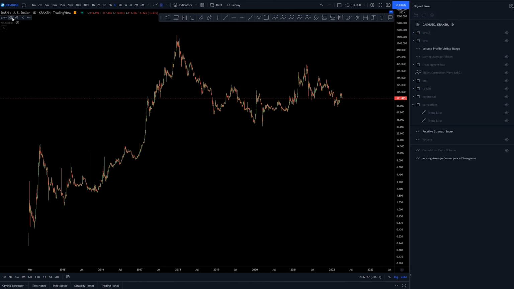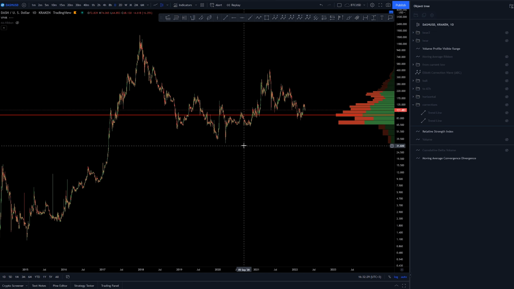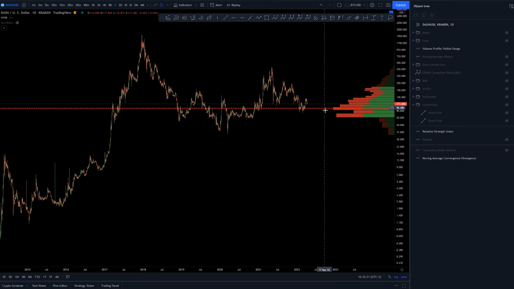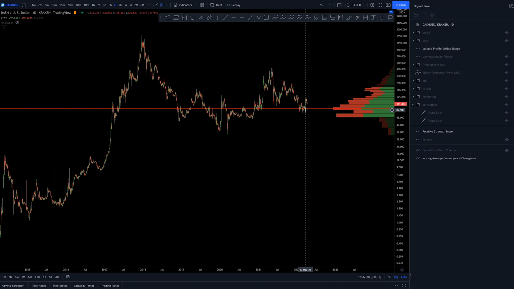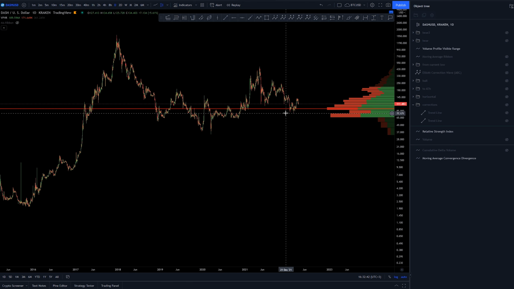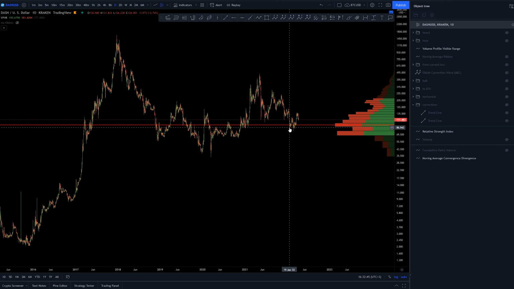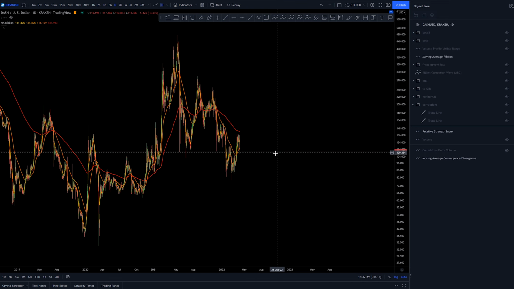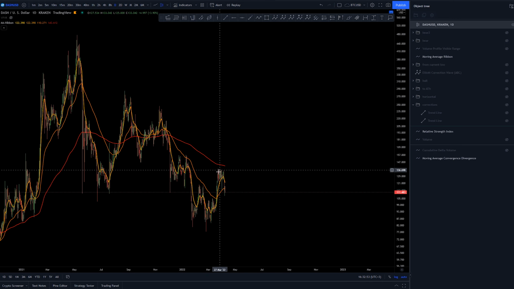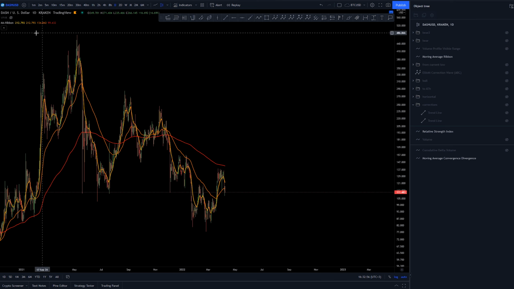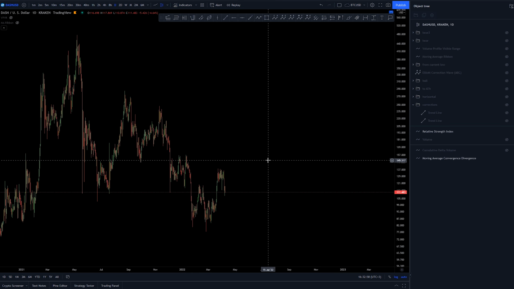So overall, most price data is with the current area where we are at now. This volume profile shows that we're just above the point of control almost, basically just above the lows that we had around February. And the moving averages, we are below the 250. We're actually below all of them now, so this is looking pretty bearish.